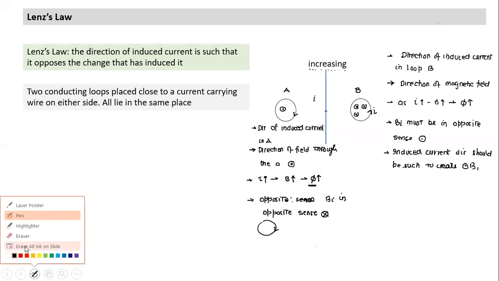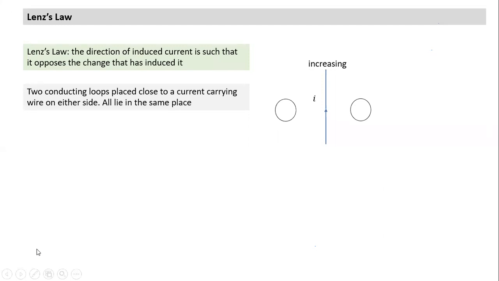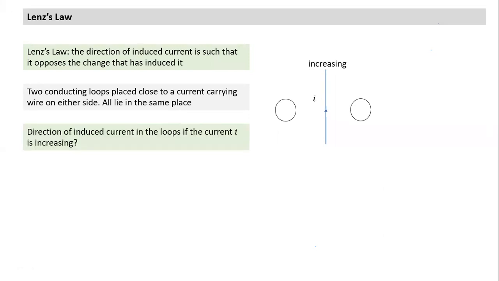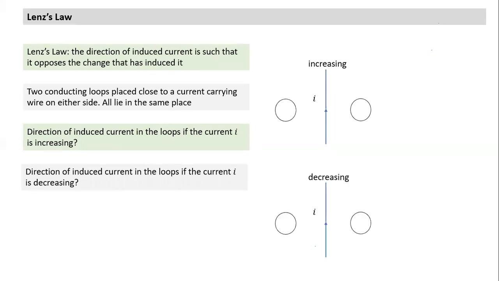Similarly, if I mark the direction of induced current in the loop, I is increasing. We have done both. What happens to the direction of induced current in the loop if I is decreasing? The direction of current is the same, but now it is decreasing. All of you think in your mind, how do you find the direction of induced current in both the loops? Current is decreasing. All of you can easily find.